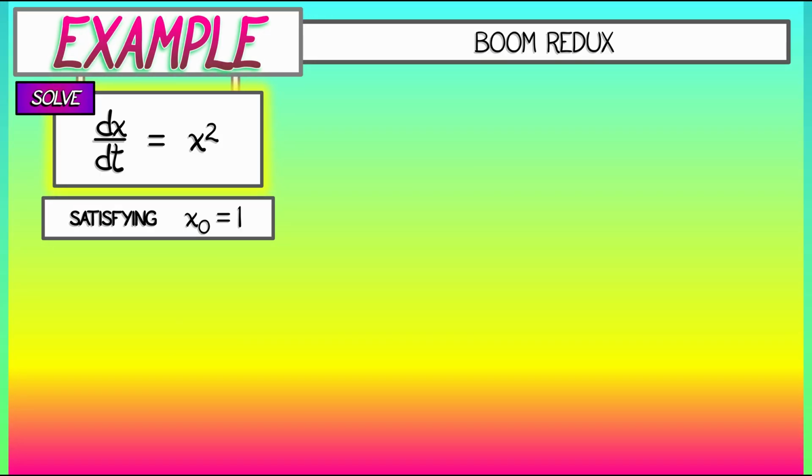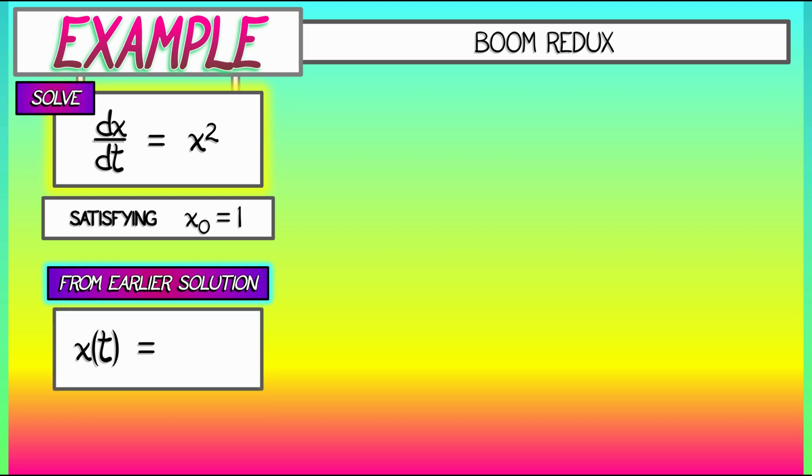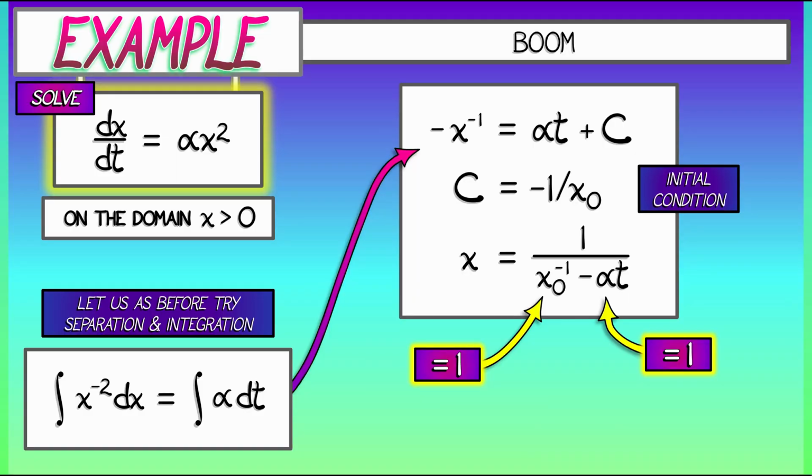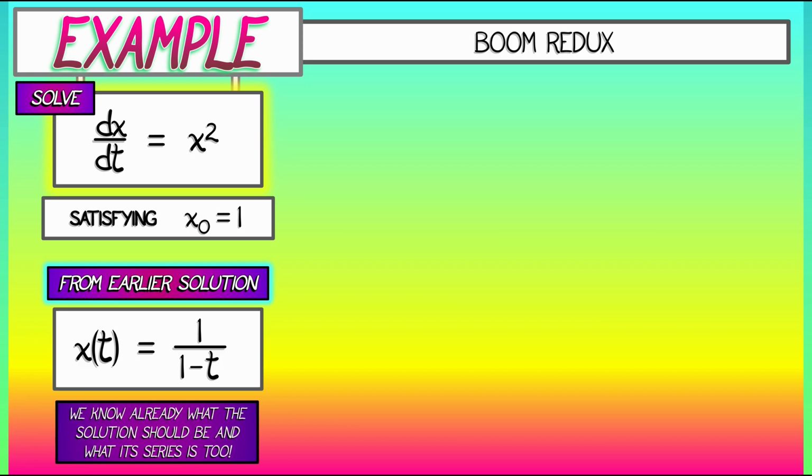So what's the solution in this case? Well, in this case, we know exactly what it is. x of t is 1 over 1 minus t. Now, why is that? Oh, wait, go back to that more general case. Now, alpha is equal to 1. The initial condition is equal to 1. Yep, that's our solution. So we already know what the answer is. And I recognize that. I know what the series expansion for that is. That's just the geometric series. So this is going to be really easy, right?